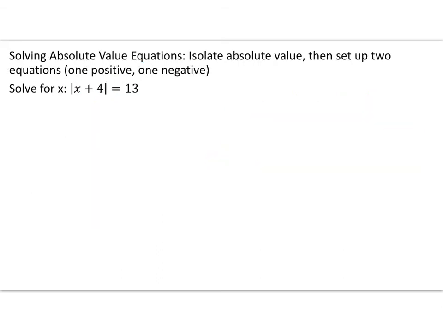Solving absolute value equations. When you solve an absolute value equation, first you want to isolate the absolute value. For this example here, there is nothing attached to the outside of the absolute value. If there was, you would want to get rid of that first. Once you have an absolute value equal to a positive number, you're going to set up two equations. If you have an absolute value equal to a negative number, that's not possible, there's no solution.